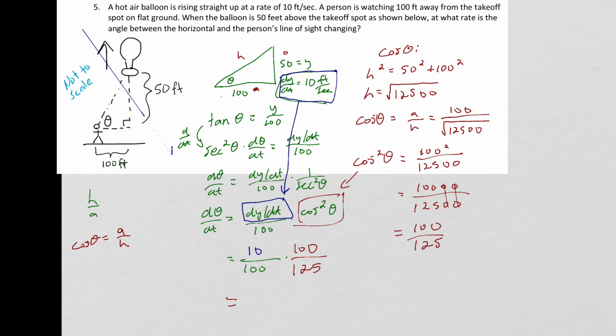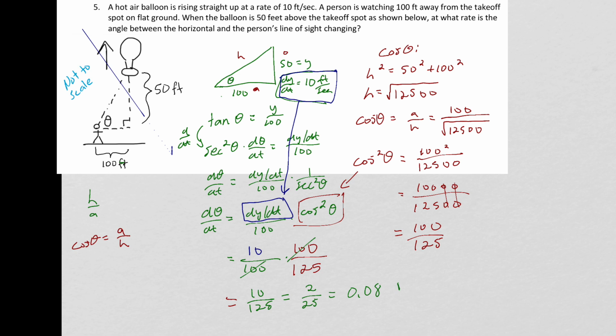So what happens from here? This cancels with that. I just get 10 over 125. And then, so 2 ways to write that. We could write that as 2 over 25, or we could just give it as a decimal, which seems totally reasonable here, 0.08.